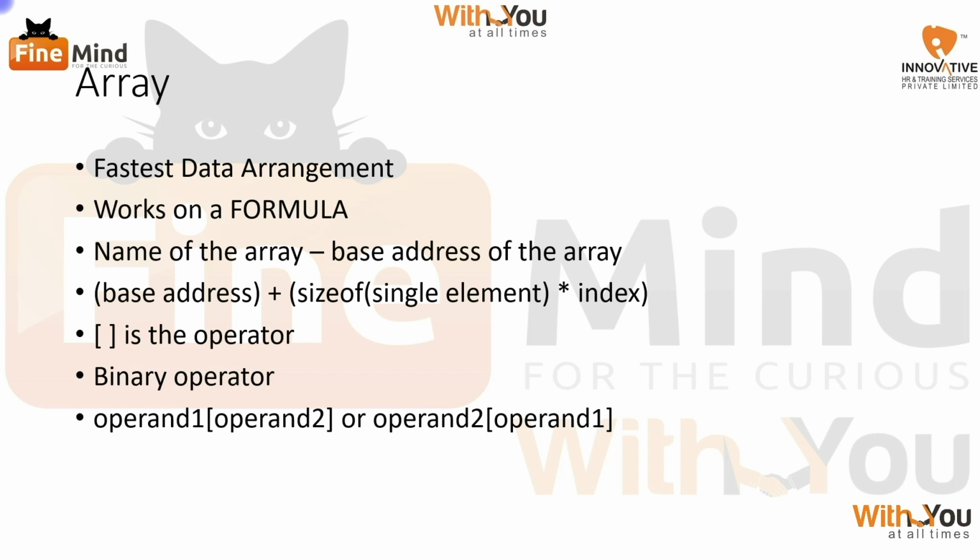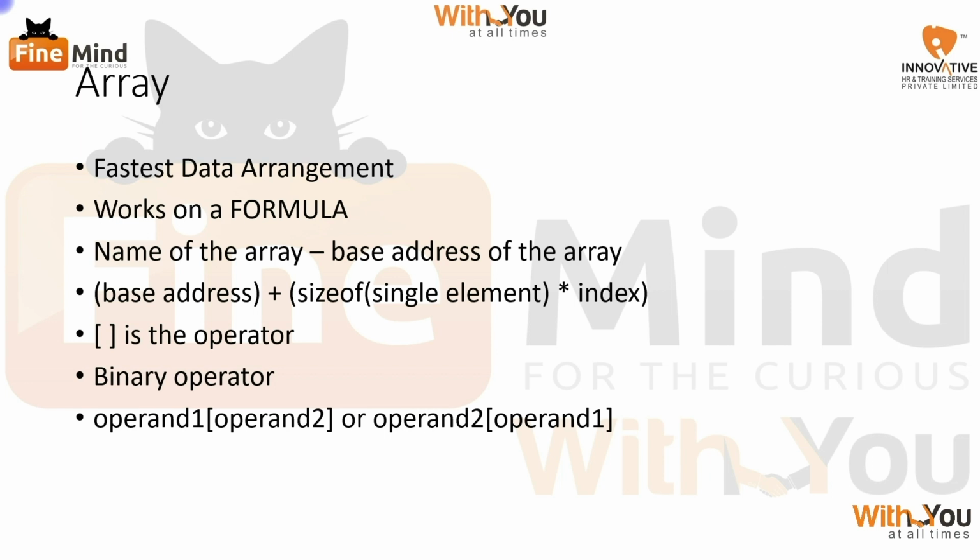So the next point, which is very important, is name of the array gives the base address of the array. Though this is not the forum where we can train all these things, but quickly we would like to have a small recap. Name of the array gives the base address of the array. Why is that so important? Because the formula that is required for array access is base address plus size of single element multiplied by index. So that is going to be the formula.